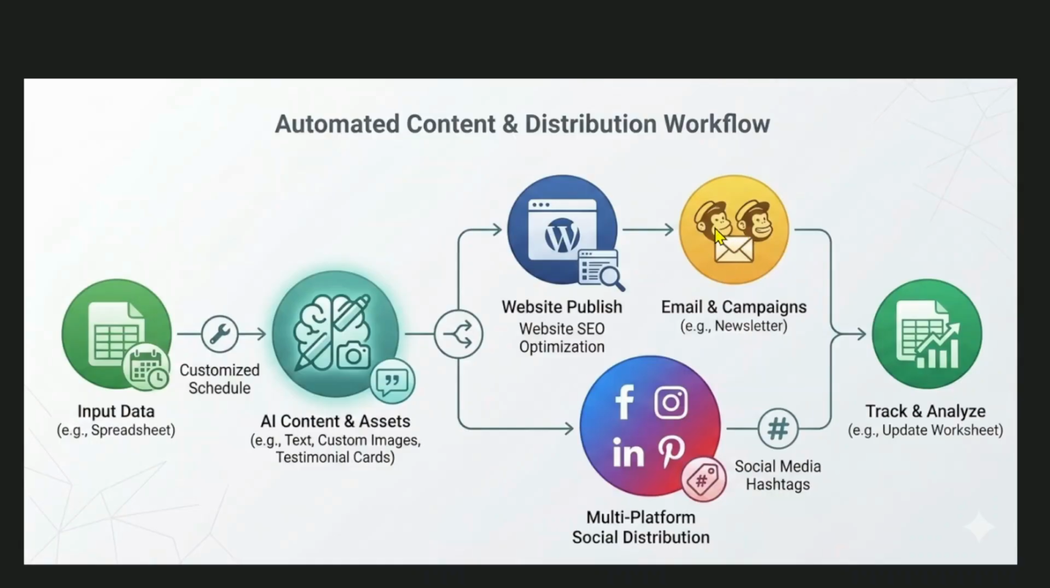So if you do have an email list, it'll automatically send to your email list a summary of your new article and a link back to your website. And then of course to all of your social media platforms, Facebook, Instagram, LinkedIn, and Pinterest. And that includes the hashtags. It includes a link back to the article. And then it all gets tracked and loops back to the beginning so that it goes through the whole thing again on a new row of your input with new content, new image, and whatever you want.